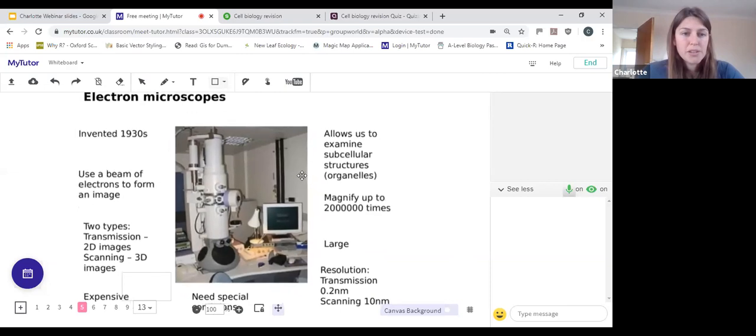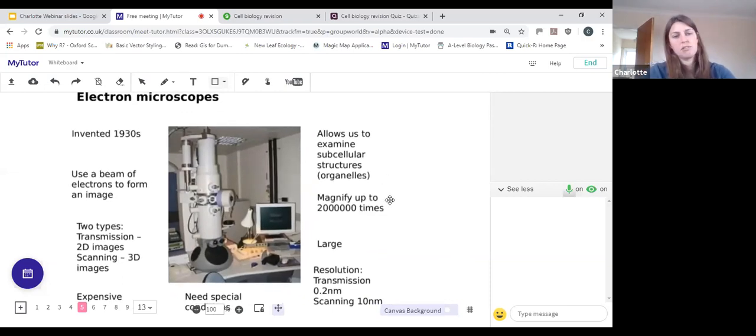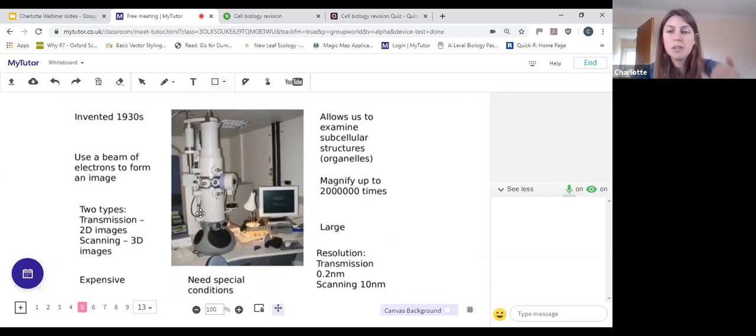The other type of microscope is an electron microscope. These were invented in the 1930s and are seriously cool. They use a beam of electrons to form an image, and they allow us to see in a lot greater detail. So there's two different types. There's the transmission electron microscope that allows you to see 2D images. And there's also a scanning electron microscope, and that allows you to see 3D images.